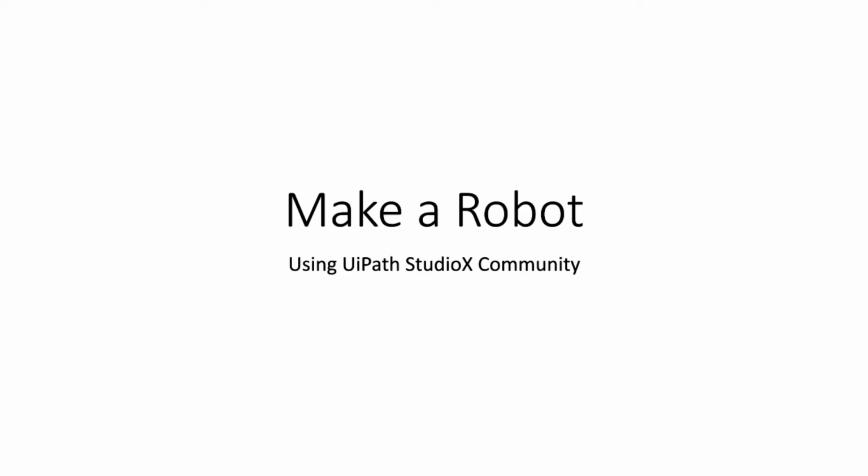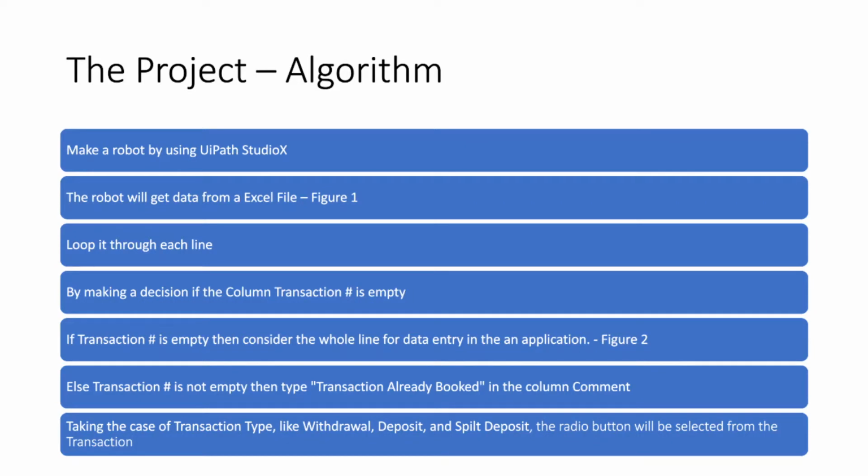Now let us make a robot using UiPath StudioX Community Edition. Let us understand the project first. You can understand the project first by pointing out and jotting down the points in the form of some kind of algorithm. An algorithm is nothing but a sequence-based line of actions or steps to make any kind of program. There is a program flow, or you can say the different tasks to be done to make a robot.